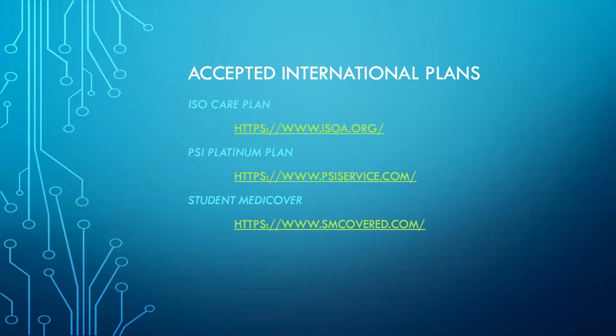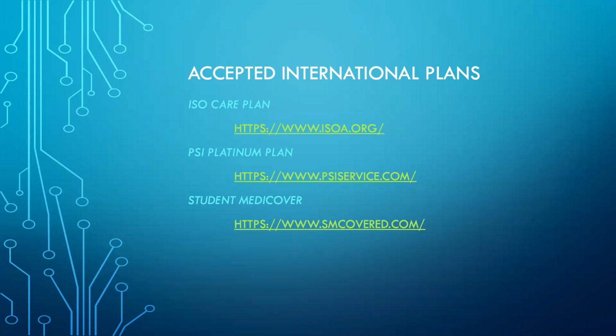Some of our international students like to waive the insurance, and I am offering you 3 plans that you could purchase on the internet that would meet the waiver criteria. ISO Care Plan, PSI Platinum Plan, and Student Medicover, which is managed by United Healthcare, would meet our waiver criteria, and you could file a health fee waiver successfully and avoid paying those fees. If you do have care needs, you might want to take a look at the benefits and just make sure that it's going to cover you adequately, as you need to if you do become ill or you get injured.